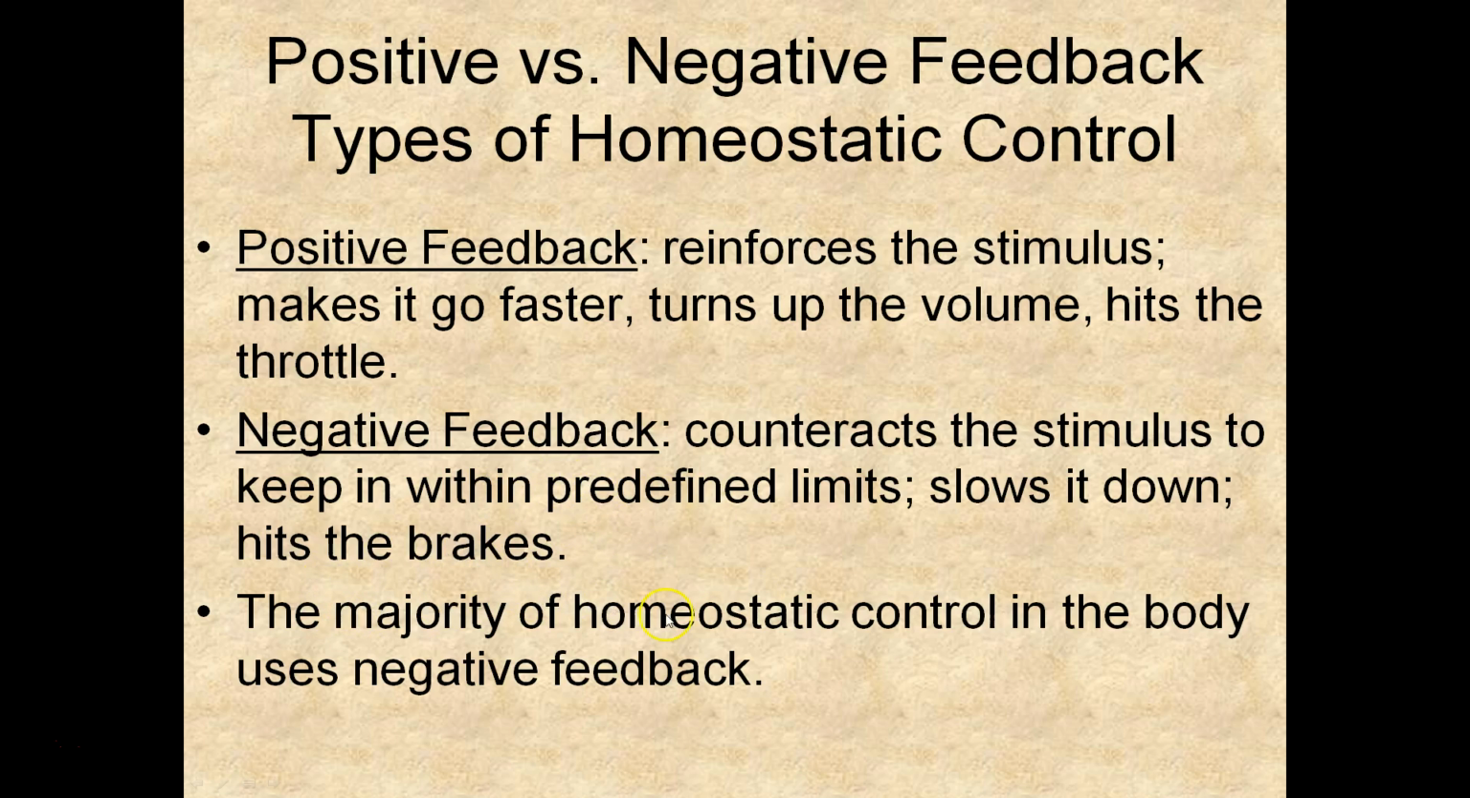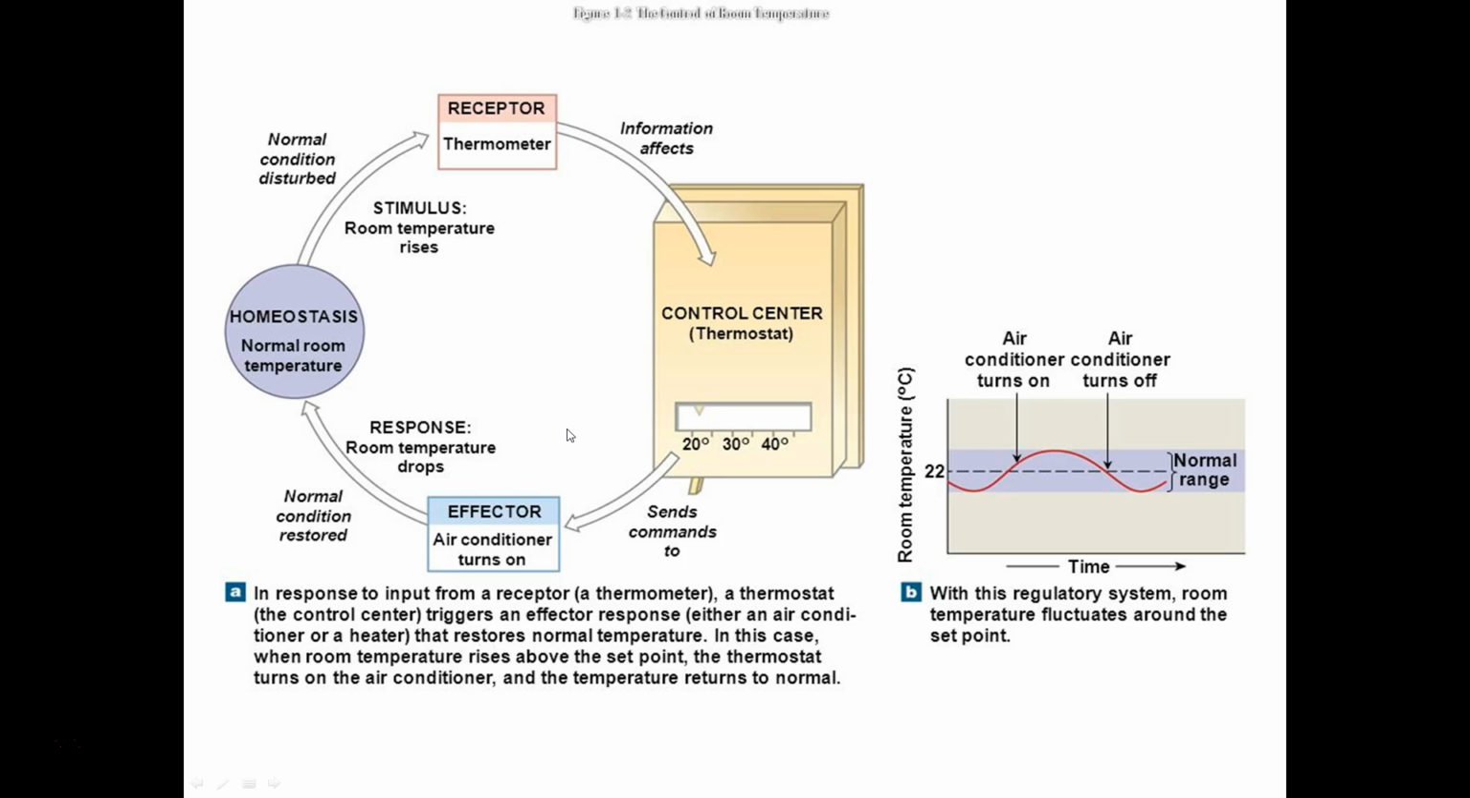The majority of homeostatic control in the body uses negative feedback. So the body likes to have some limits of how high or how low oxygen levels can be, how high or low sugar levels can be. But positive feedback is used in the body, and sometimes it's used within negative feedback. So both can be used at the same time. But for the most part, negative feedback is what the body uses.